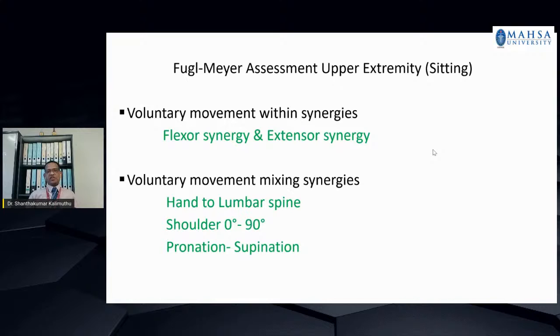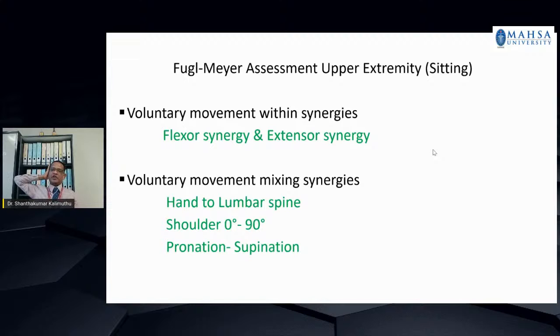Fugl-Meyer motor assessment of the upper extremity. This is tested in sitting. Already explained about the flexor synergy and extensor synergy, and you are going to test the same synergy pattern using the Fugl-Meyer upper extremity assessment. Just instruct the patient to salute the ear with the affected side, the ipsilateral side. He has to bring the hand from the same side, ipsilateral lap, and touch the ear. He has to salute. Now, you will be evaluating the retraction, elevation of shoulder, external rotation, abduction, supination, elbow flexion, and also wrist extension. This component can also be evaluated using the flexor synergy pattern.